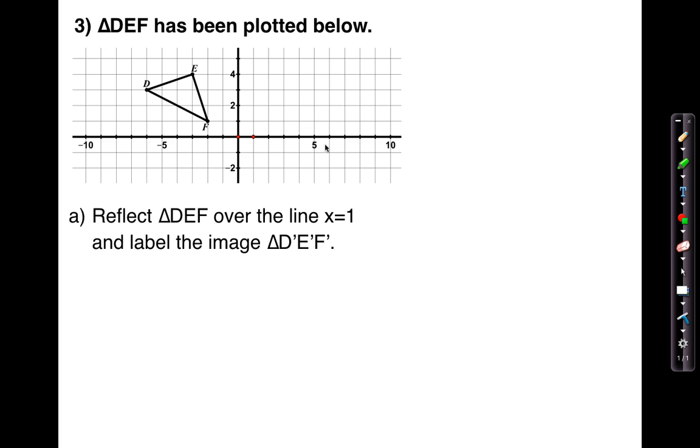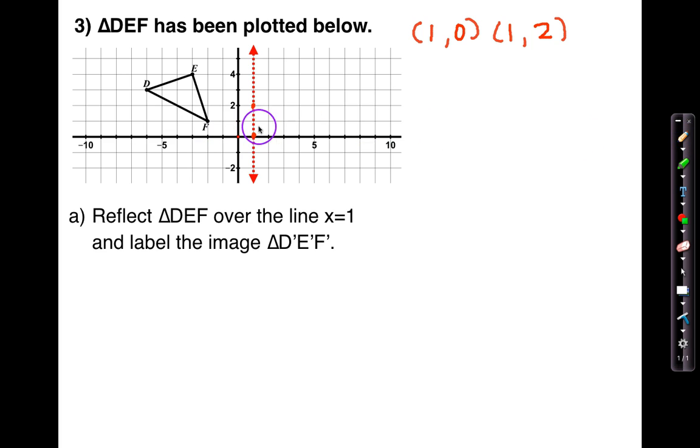Okay, number 3, triangle DEF has been plotted below. Reflect triangle DEF over the line x equals 1 and label the image triangle D prime, E prime, F prime. So the very first thing I want to do is actually plot the line. For some of you, you're able to understand that's just a line cutting through the x-axis at 1. Some of you do get a little confused about that. So the easiest thing to do is write 2 ordered pairs that are true, where x is 1. So I'm going to put x is 1. Then you get to pick any other number that you want because there's no restriction on y. So I'm just going to say 0 and 2. If you plot 1 comma 0 and 1 comma 2 and draw your line in, there's your line of reflection.